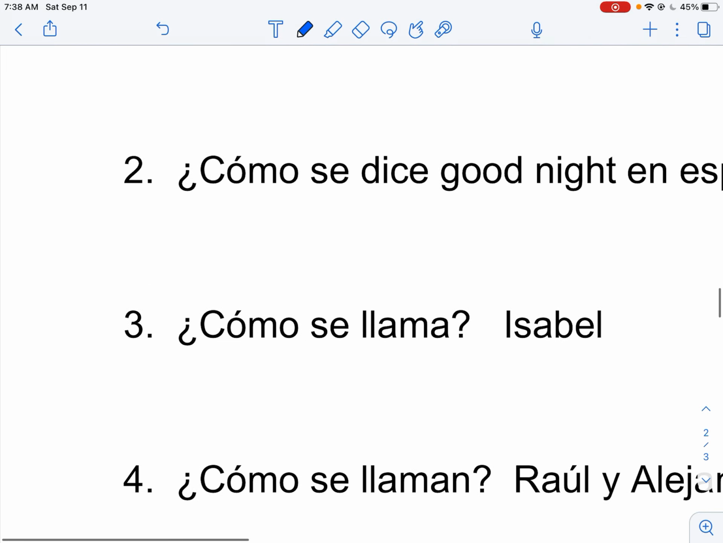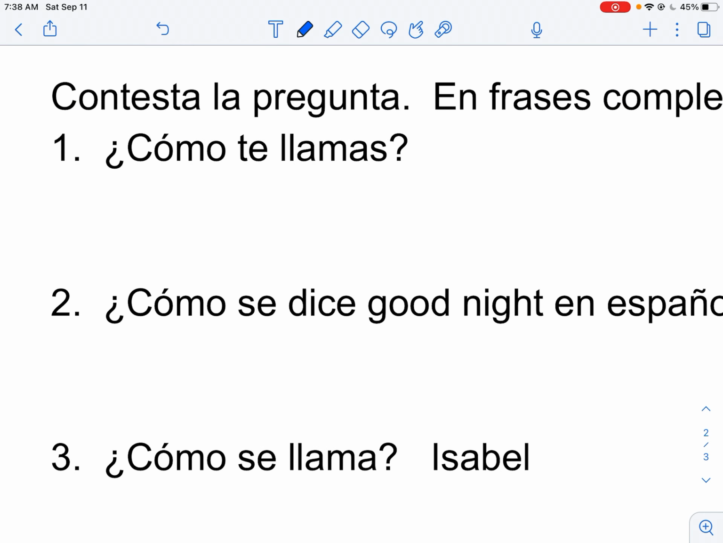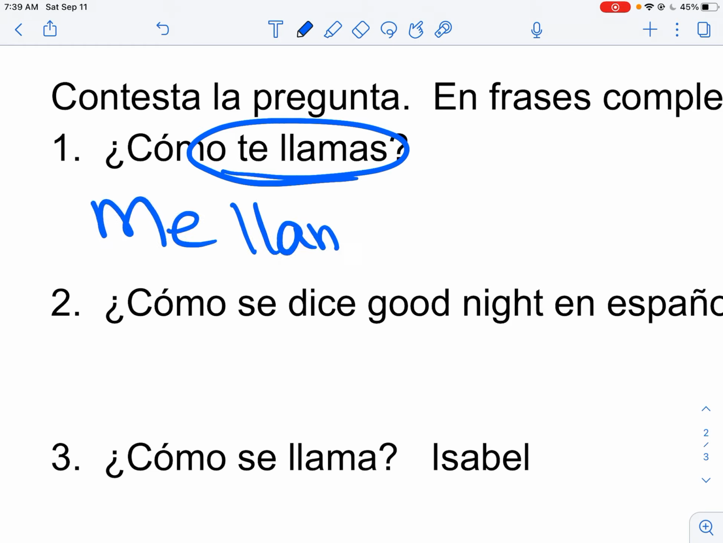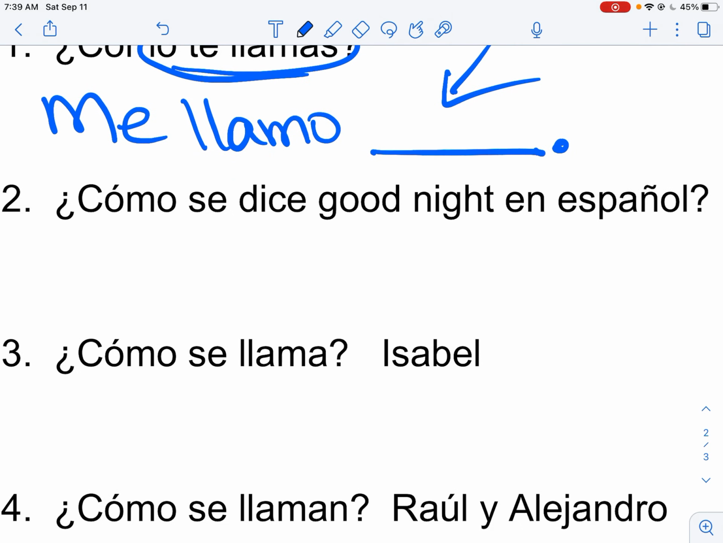Okay, so now we're going to answer some questions, I believe. ¿Cómo te llamas? Right here, it tells you what verb you're going to use. Some of you guys tried to change this to ser and whatever. The answer to this is me llamo. And then I keep writing it like this. You're filling in the blank with whatever your name is. Okay? I would fill that with Kim because that's my first name. When you answer ¿cómo te llamas? You're answering it me llamo and then you put what your name is.